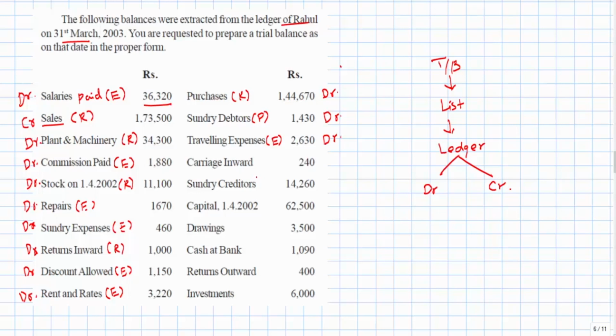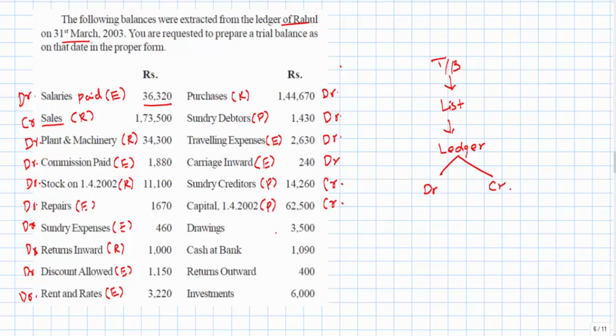Carriage inward, what is the nature? It is a nominal account, basically it's an expense, so it will have debit balance. Sundry creditors are personal accounts, they have given you the benefit, so credit the giver of benefit, so they'll have credit balance. Capital is basically a personal account, the owner has given you the benefit, so giver of benefit, credit.